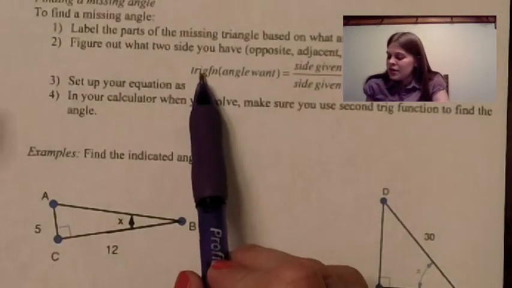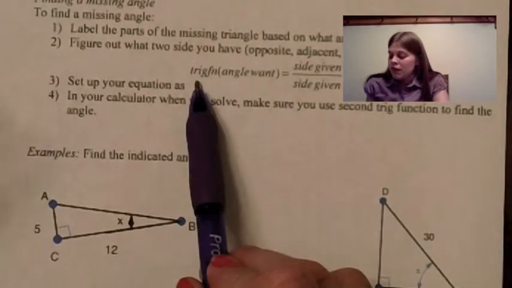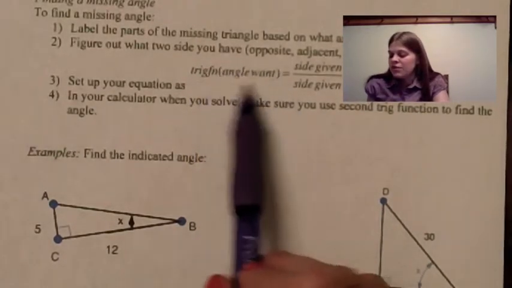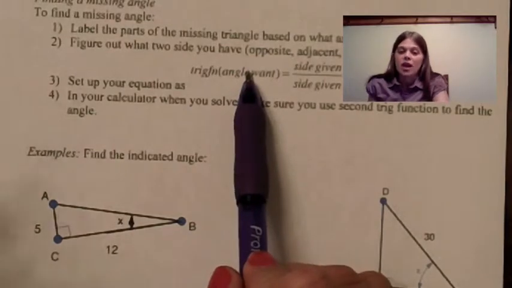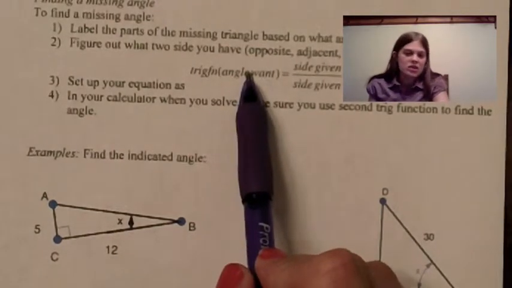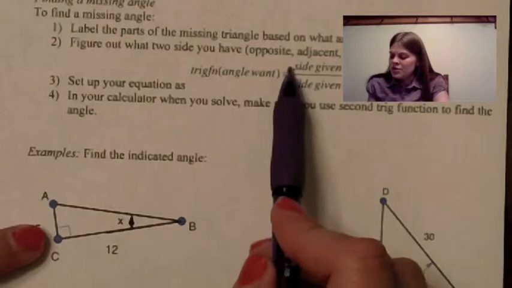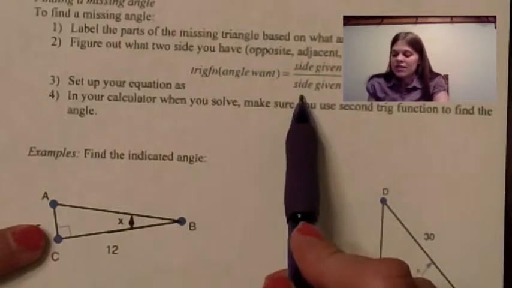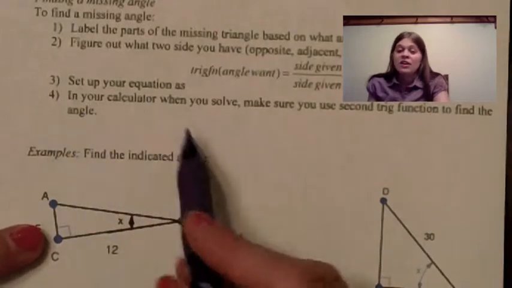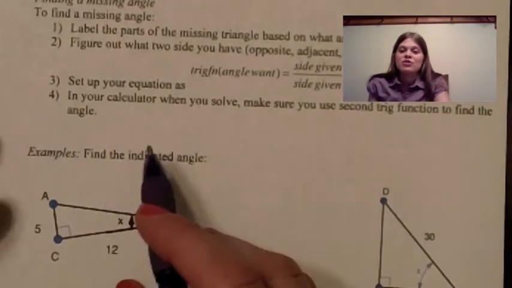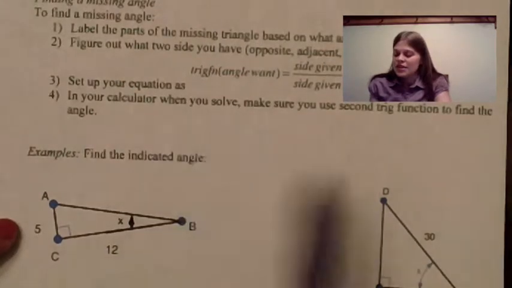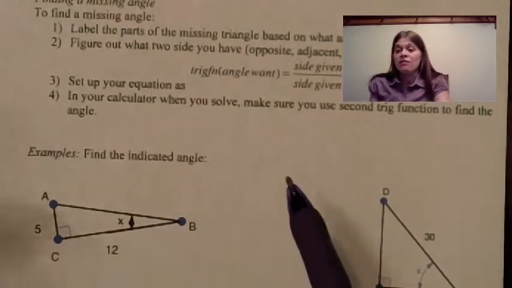So now I set it up in a similar manner. The trig function, so sine, cosine, or tangent, of the angle that you want, so angle A, B, X, Y, C, theta, whatever you want, equals the side given over the side given. Okay? Then in your calculator when you solve, you have to make sure that you press a certain button to find the angle rather than to find the sine or cosine of an angle.